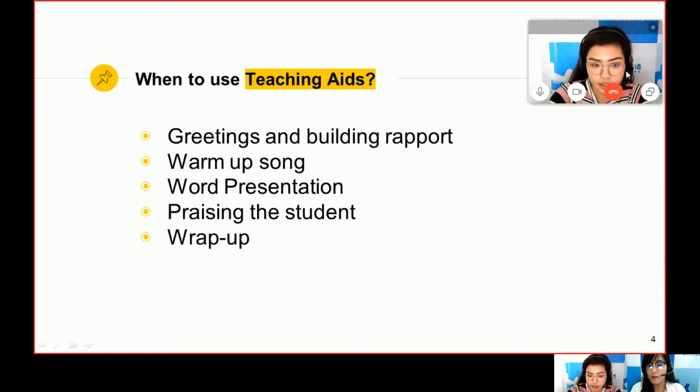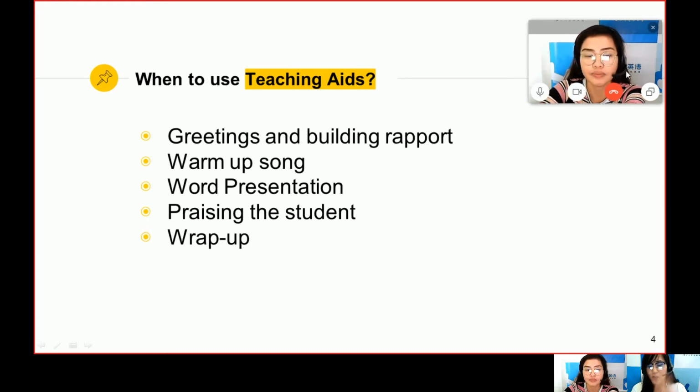If you want your students to sing with you, you must have a TPR. You must have your actions too. When you say a warm up greeting, hello, hello, hello, how are you, there is a song, a warm up song. And then word presentation, using teaching aids, pictures, and realia. You will use the teaching aids.